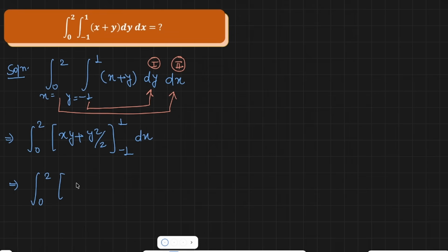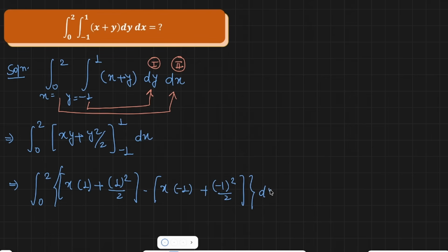When you put the limit of y, this will be x into 1 plus, at the place of y you put 1, so it will be 1 square by 2. Minus, here if you put the minus limit, it will be x into -1, plus -1 square upon 2, d of x. So when you solve this, you will get 0 to 2, this is your x plus 1 by 2, this is your minus x plus 1 by 2. Okay, and this is your dx.